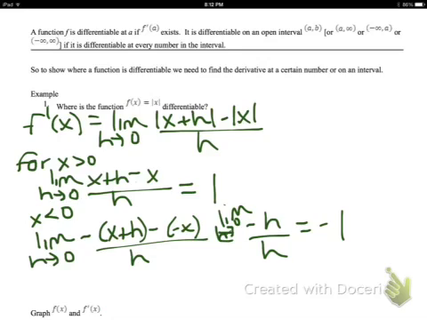So what is this saying? These don't have to be the same. These have a value. So it is differentiable when x is greater than 0. From 0 to infinity, it's differentiable because it has a derivative, 1. From negative infinity to 0, it's differentiable because I get negative 1. Now you have to test at 0.